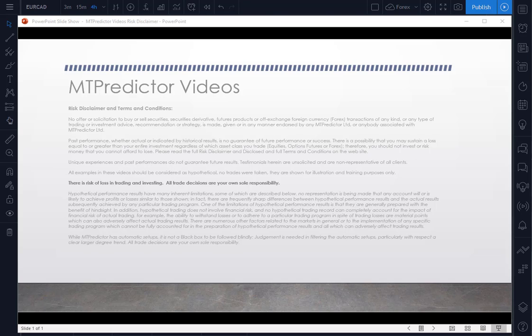scripts in TradingView. But first we start with our risk disclaimer and just remind you that all examples in these videos should be considered as hypothetical. No trades are actually taken, they're just shown for illustration and trading purposes only. Remind you there's a risk of loss in trading and investing, or put another way, all professional traders accept, but more importantly know and understand that losses can and will happen. It doesn't matter what trading approach you take, there always will be losing trades.